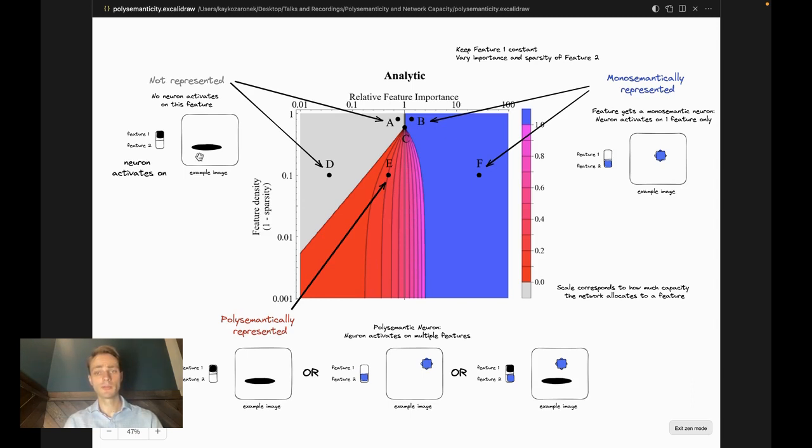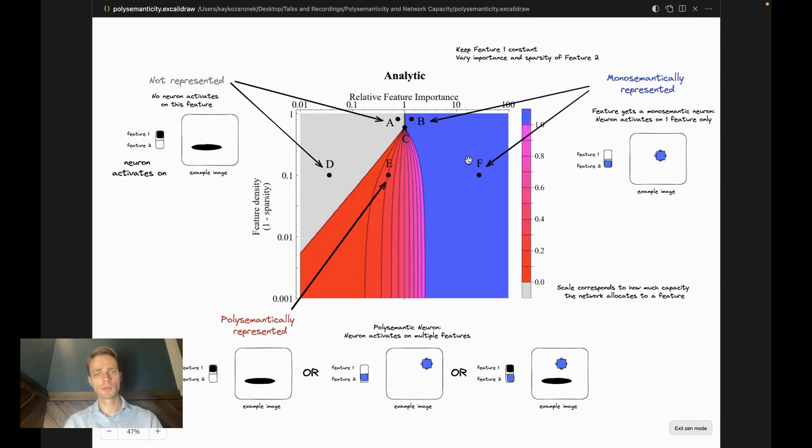Okay, so we have two features here. We have feature 1, which is this black kind of oval, and then we have feature 2, which is this blue kind of star. Let's say we keep feature 1 constant and we vary the importance and sparsity of feature 2. In that regime here, at points A and D, the second feature, the one whose relative feature importance and sparsity we vary, will not get represented. And this would look like so. We would get a neuron that only activates on the first feature. So it wouldn't activate at all on the second feature.